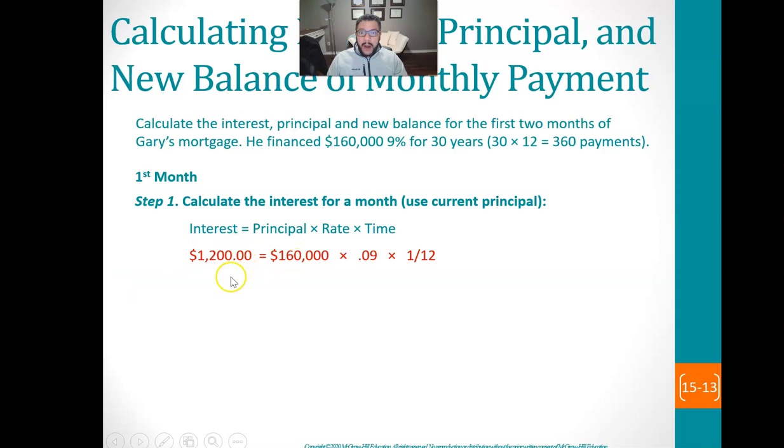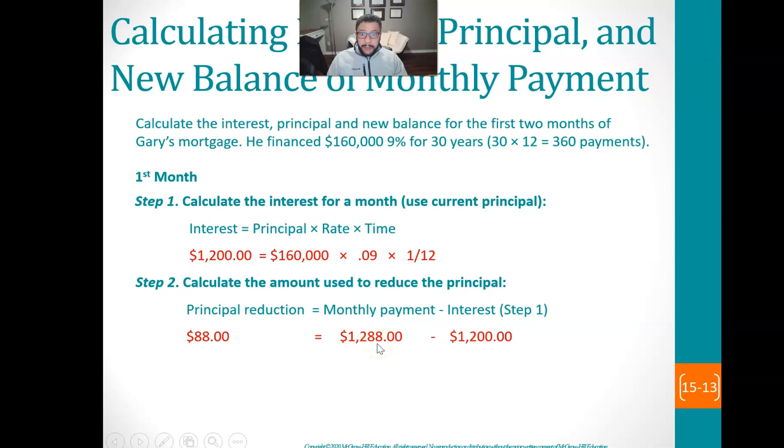So if we look at this payment of $1,288, this is a principal and interest payment, and we just figured out that the interest is $1,200. That means that our principal reduction, the amount our loan is going to go down, is only $88. In the beginning of that loan, you are not making very much progress at all.